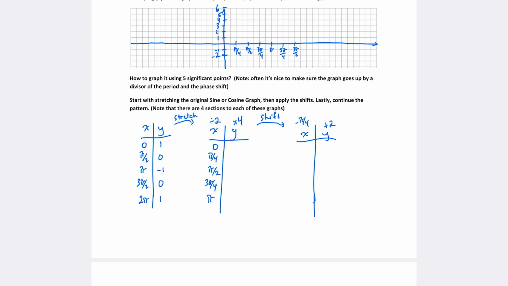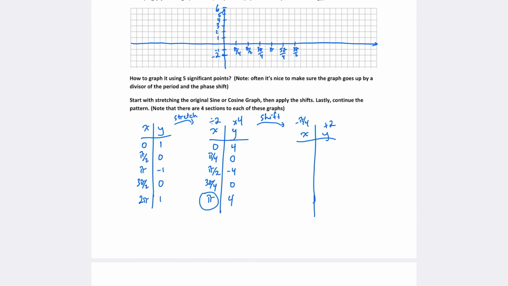Now we're going to multiply each of the y values by 4. So 1 times 4 is 4, 0 times 4 is 0, -1 times 4 is -4, and we get 0, and then we get 4. Okay, so notice this is what our stretched graph will look like. It's a little bit taller, it goes out higher and lower, and it happens in less time.